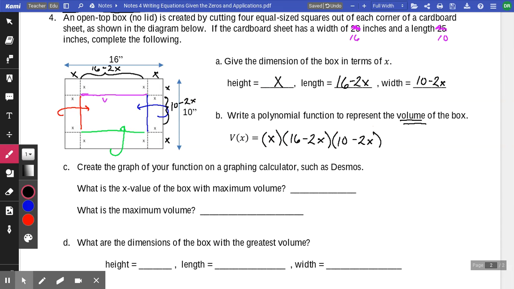And rather than working this one by hand, that would take us a little bit of time. We're just going to go into a graphing calculator such as Desmos to see what this graph would look like. So I'm going to type in this equation, except instead of v of x, we're just going to put y equals. So y equals x times 16 minus 2x times 10 minus 2x.